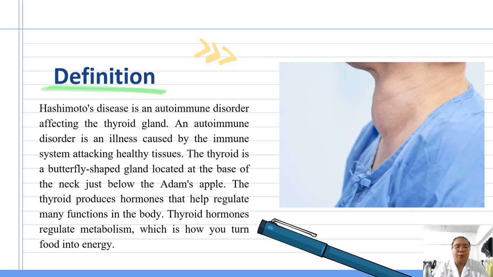The thyroid produces hormones that help regulate many functions in the body. One of the main functions of these hormones is that they regulate metabolism. When we say metabolism, this is the process in which your body turns food into energy. Without enough energy, our body cannot operate normally and its functions begin to slow down.